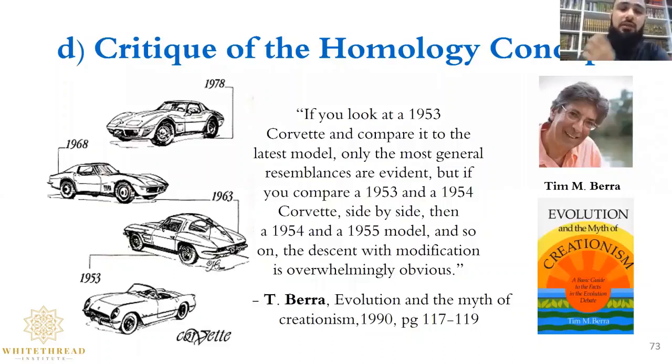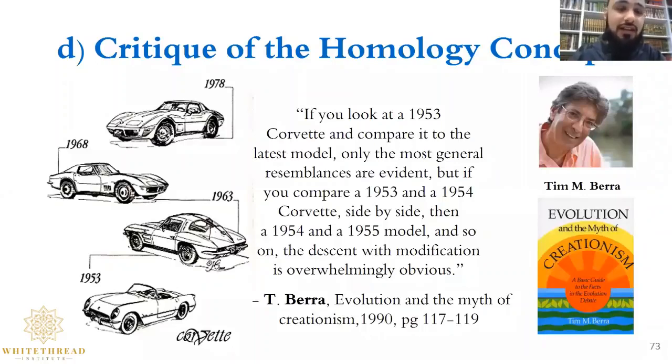And what he presented in this book, this is not the illustration from the book. The actual illustration in the book, I didn't have access to that. So this is an illustration of what he was saying. So he presented Corvette cars and showed that they are descending with modification.